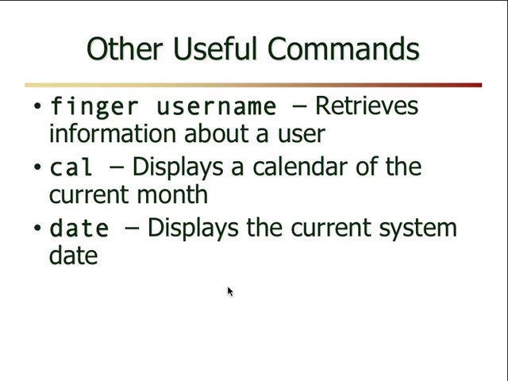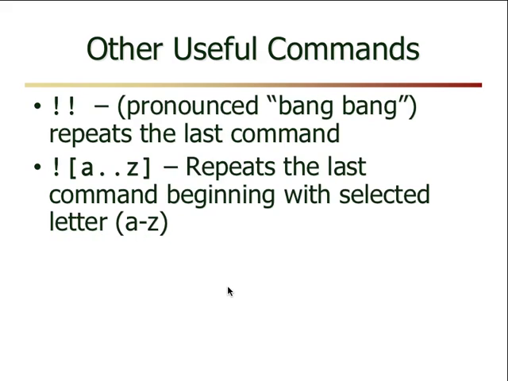Calendar, CAL, will display a calendar for the given month. In fact, all these commands work on your Mac systems too, which is kind of interesting. Date displays the current date of the system, obviously. Bang bang repeats the last command. Those are the two exclamation points.